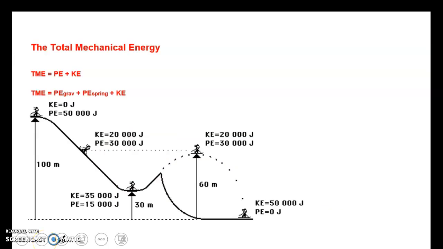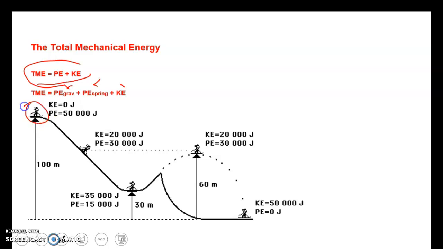Now, total mechanical energy is potential plus kinetic. Okay? If we look at any situation, we could write down potential energy of gravity, potential energy of a spring, plus kinetic energy will equal total mechanical energy. Do you need to have all of these together? No, you might have one, you might have all three, depending on the situation. But at the end of the day, any one of these by itself or added to the others will make total mechanical energy.